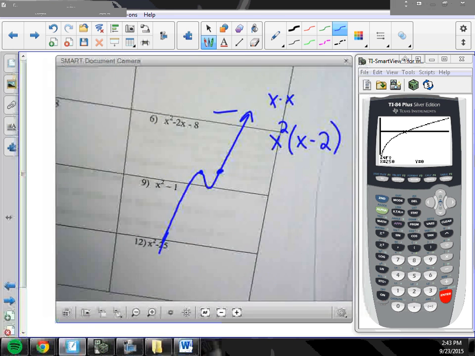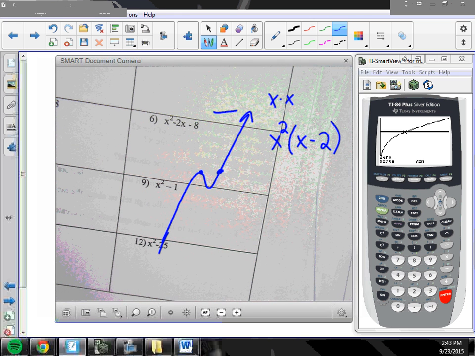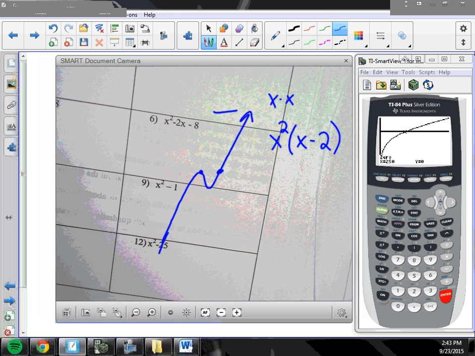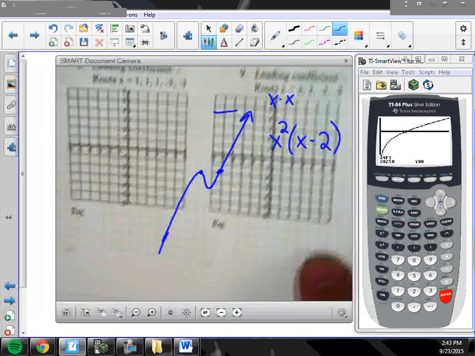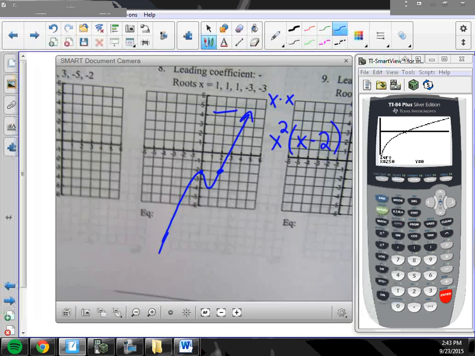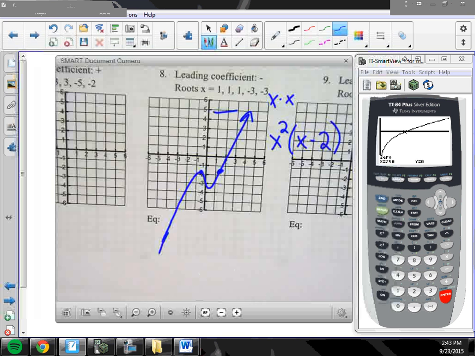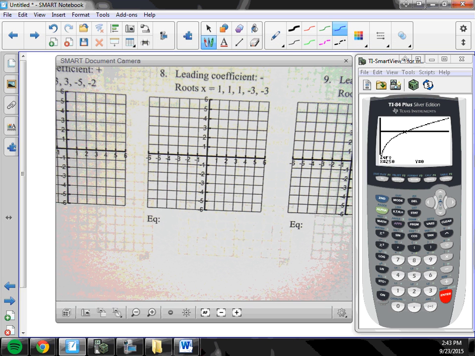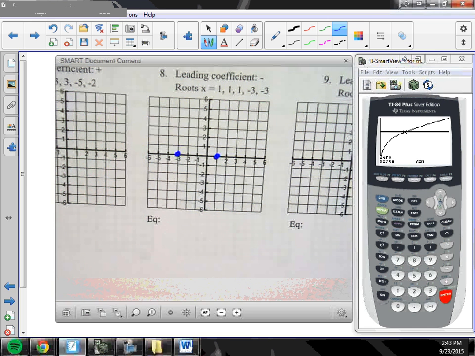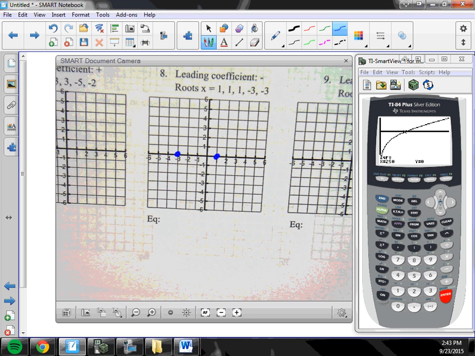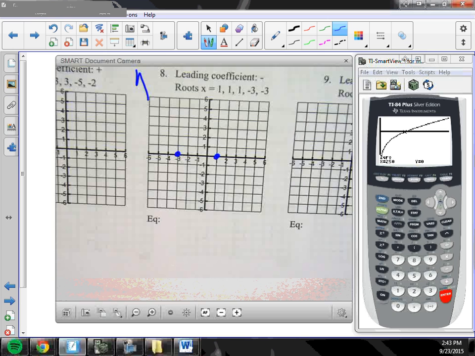So let's just look at one of the more difficult ones. Look at number 8. So there are 2 distinct roots, 1 and -3. What degree is this polynomial? X to the 5th. So we have 1 up and 1 downside. And the leading coefficient is negative, so where am I going to begin? Start at the top. So this side is up.